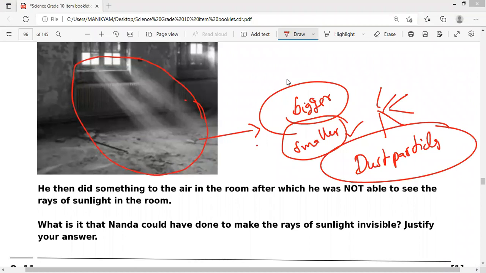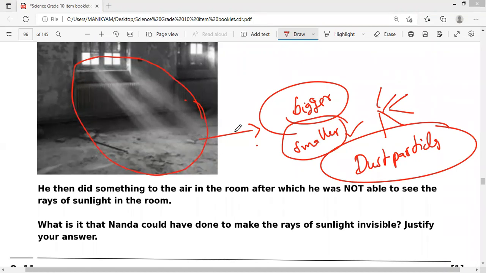I want to filter it. I cannot clean the air. I want to filter it. That's all. Okay. So by removing the dust particles from air, air cannot cause the refraction and scattering of light. But of course, it is visible in the morning time alone.